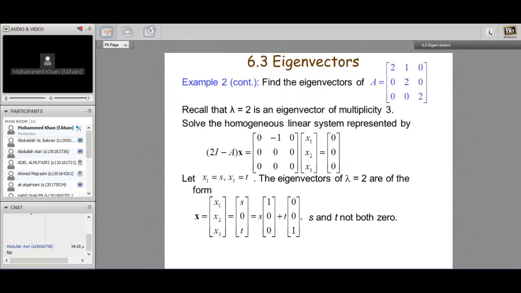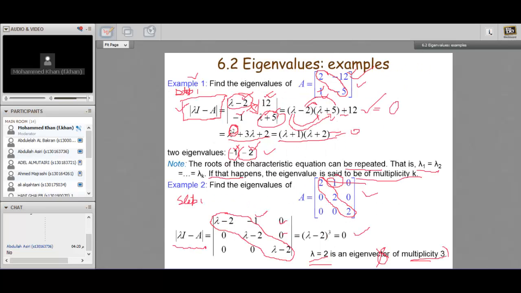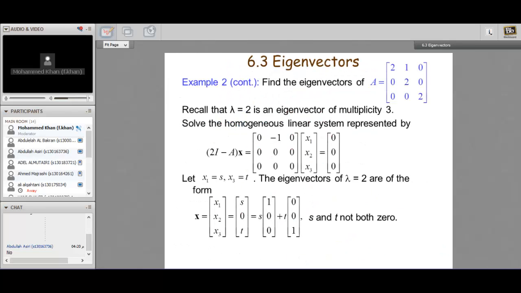It says find the eigenvectors of this matrix. Recall that lambda equal to 2 is an eigenvalue with multiplicity 2. This question we solved in the previous slide, in example number 2. There we found the eigenvalue of this matrix to be lambda equal to 2. Now the problem is to find the eigenvectors of this matrix. So let's see how we can find them.